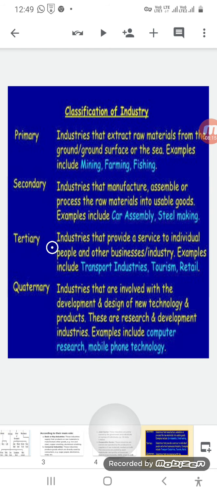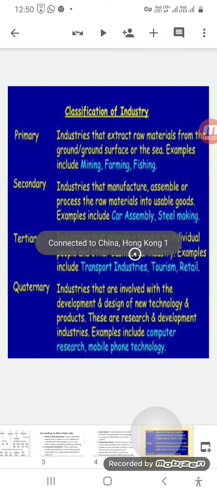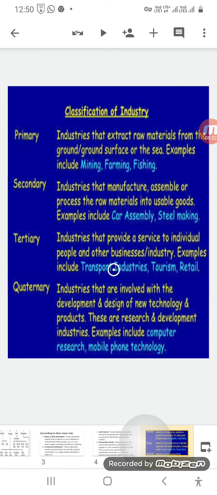Then we have tertiary industries that provide a service to individuals. Here we produce services for many people, and for businesses as well, like the transport industry, tourism, and retail. Here people get services from these sectors, like transport, tourism, retail.